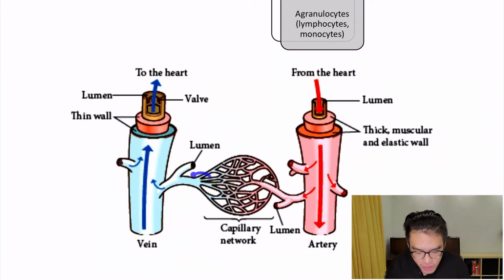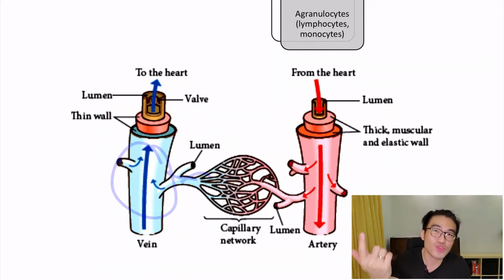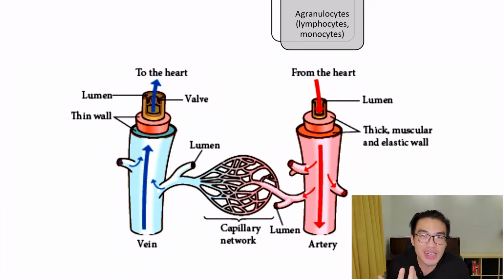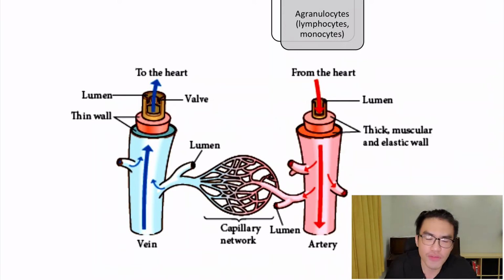And then they will converge into your vein, which returns to the heart. Vein is thinner, less muscular, and of course it has bigger lumen. Since they have low pressure, they have blood flowing back problem. Therefore, you need valves along the way to stop the blood from flowing back.